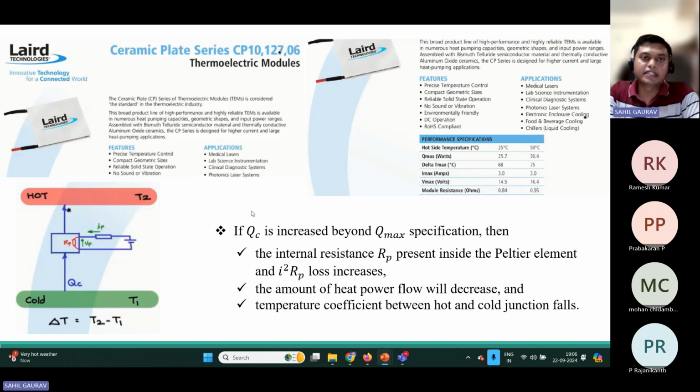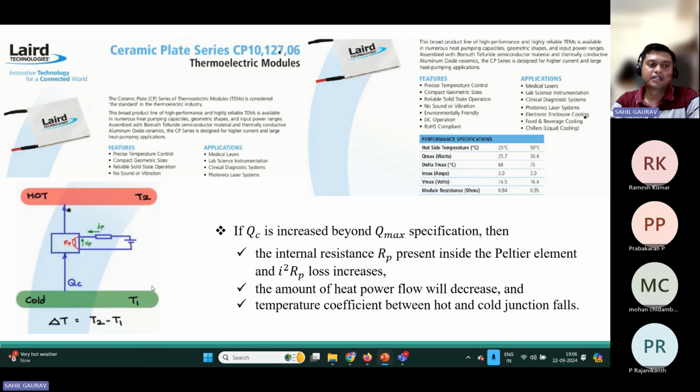The data sheet of the Peltier device is very important. Based on your application, you have to choose what type of Peltier element to select. For selection of a Peltier device, you have to see the data sheet: what amount of energy you want to extract from the cold body, and what its maximum voltage and current rating is, based on the application.